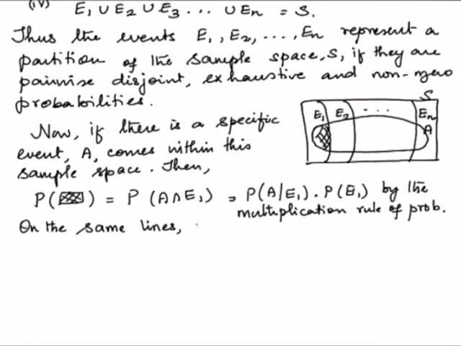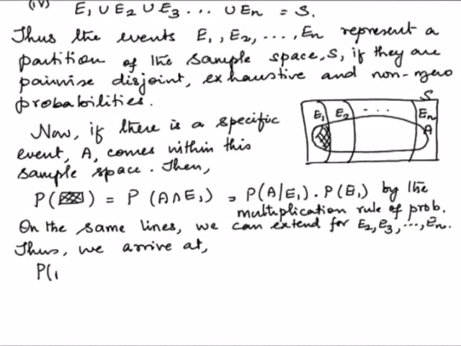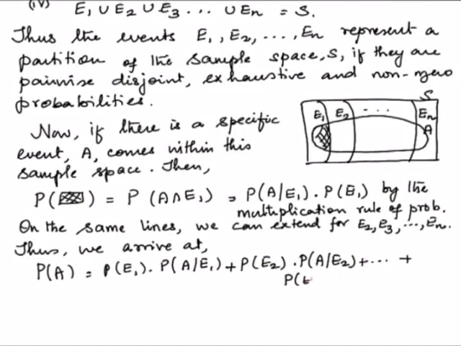Now, if we have to proceed on the same lines for each of the events E2, E3, etc. till En, we will arrive at the total probability of P of A to be equal to P of E1 into probability of A given E1 plus P of E2 into probability of A given E2 plus etc. P of A given En into P of En. That is the total theorem of probability.